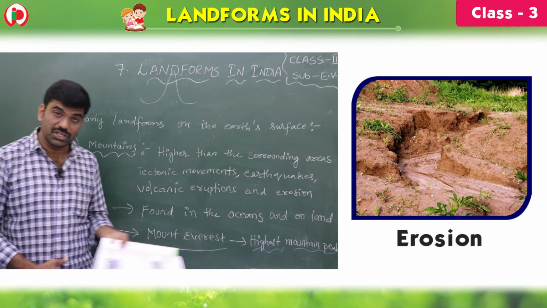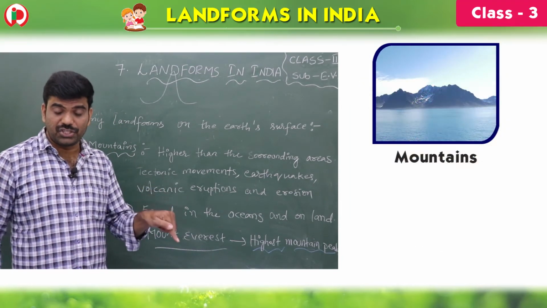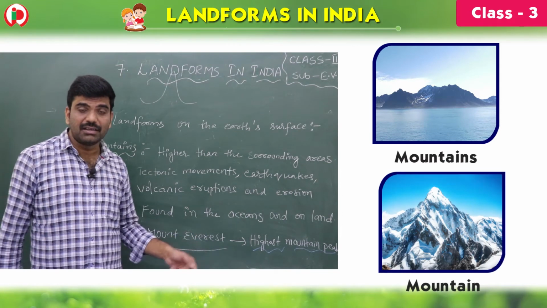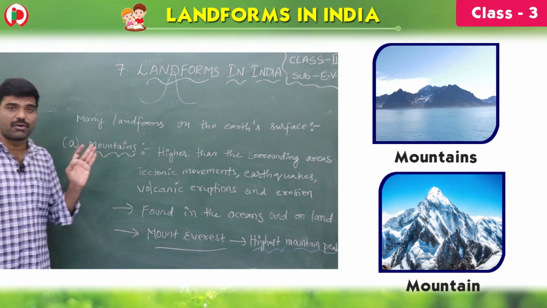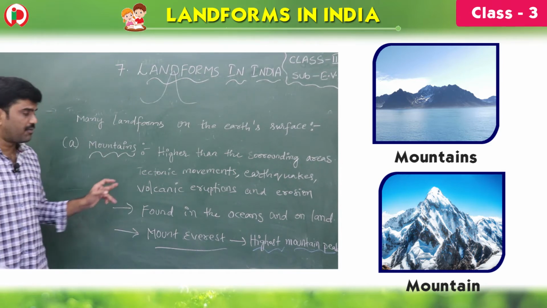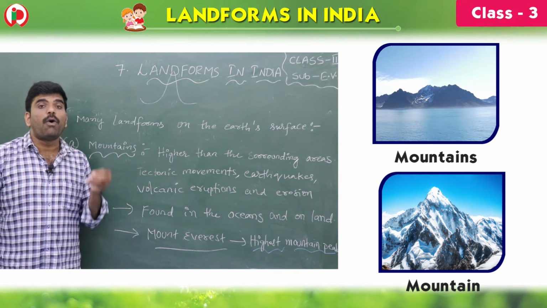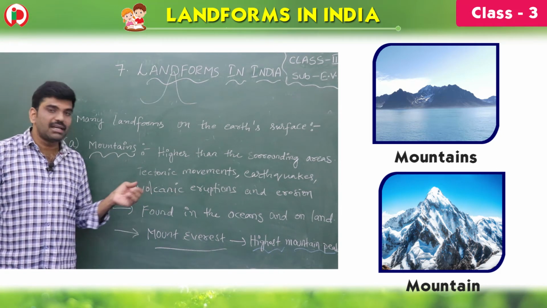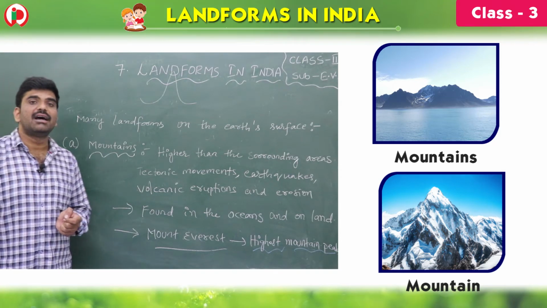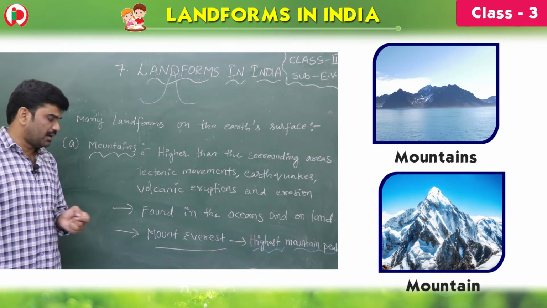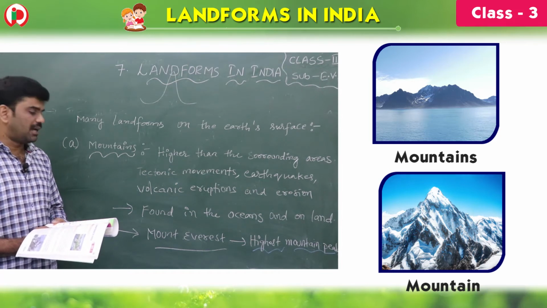Mountains are found in the oceans also, children. This is very interesting. Mountains are found in the oceans and on the land. So once again I repeat, mountains are higher than the surrounding areas. They are formed due to tectonic movements, earthquakes, volcanic eruptions and erosion due to wind, water and ice. And these are found in the oceans and on land, children.